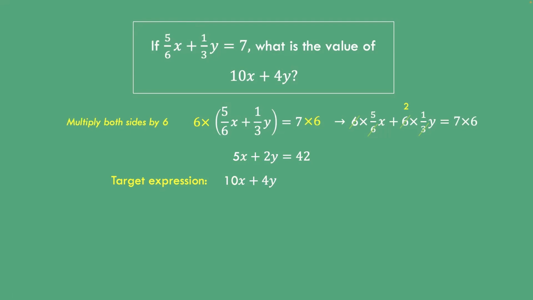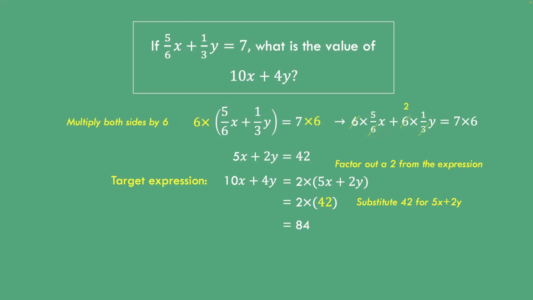Let's look at our target expression, 10x plus 4y. Notice that we can factor out 2. So 10x plus 4y equals 2 times (5x plus 2y). Since we already know from our first step that 5x plus 2y is equal to 42, we can substitute this value directly into the factored expression. So 10x plus 4y becomes 2 times 42, which is 84. The final answer is 84.